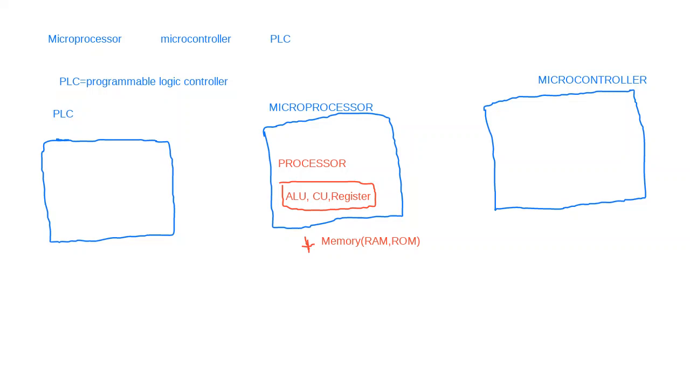And what else do we add in it? We also add input output devices. Everyone please note it down. Input output devices. So memory and input output devices we add in a microprocessor.